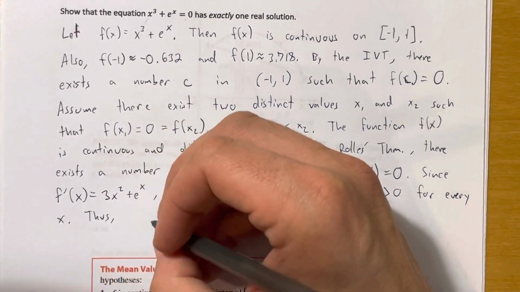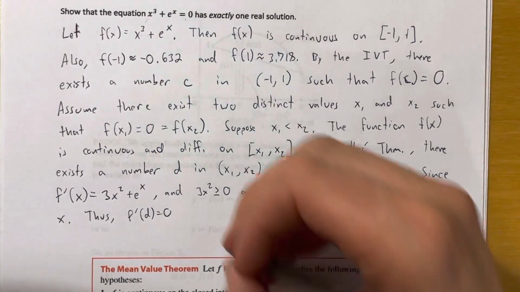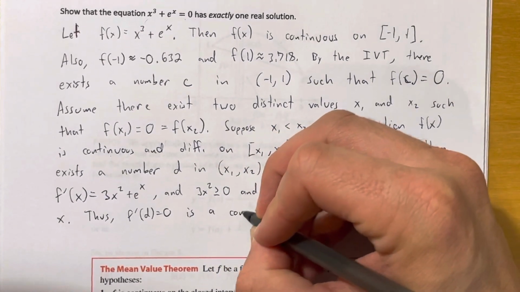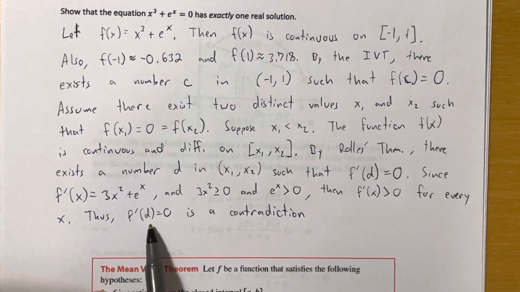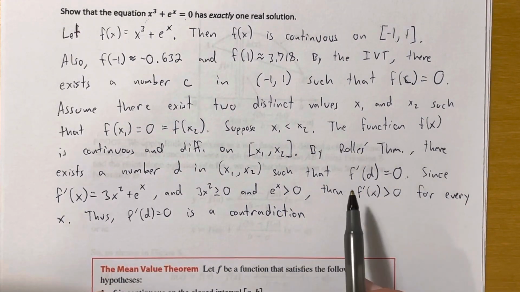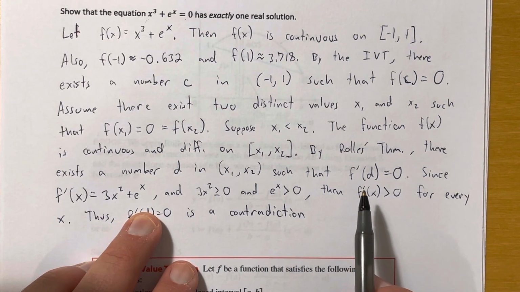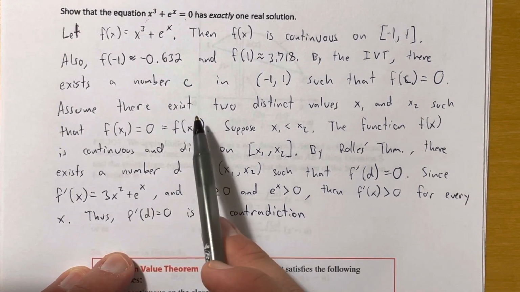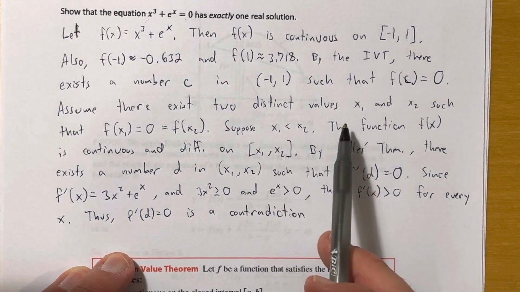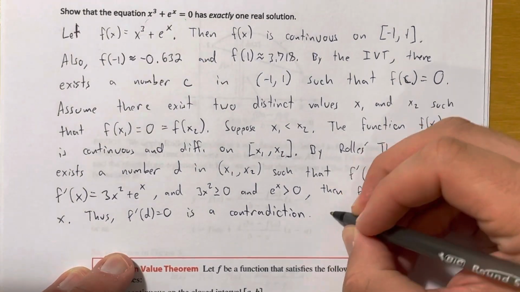Thus, f prime of d equals 0, this thing that we found here, is a contradiction. That means that this can't happen. But Rolle's theorem says that it has to happen. So because we ended up at a contradiction, the only conclusion we could draw is that the assumption we made here has to be false. There cannot be two distinct values that satisfy this equation. But because we've proven that there has to exist at least one, that means that there can be only one.